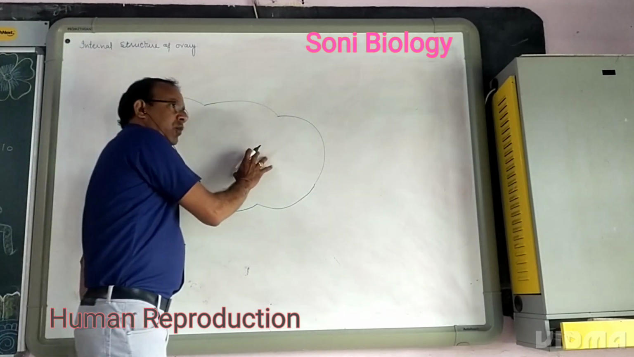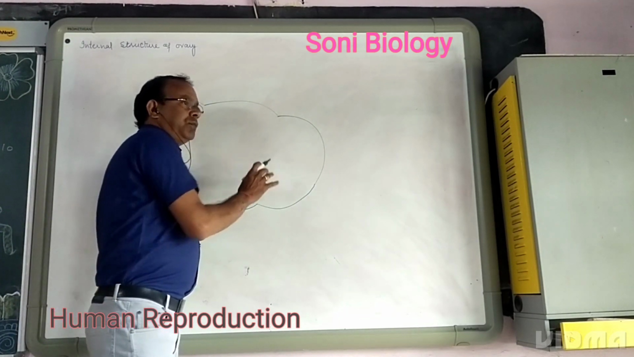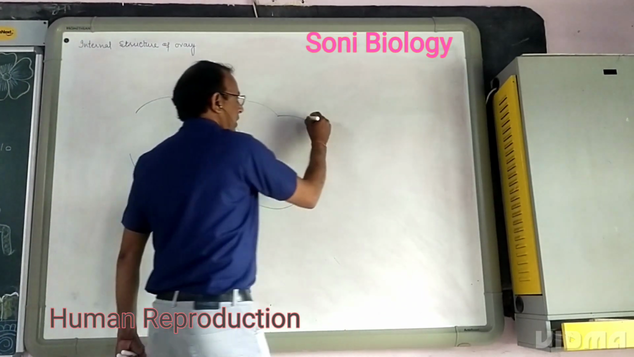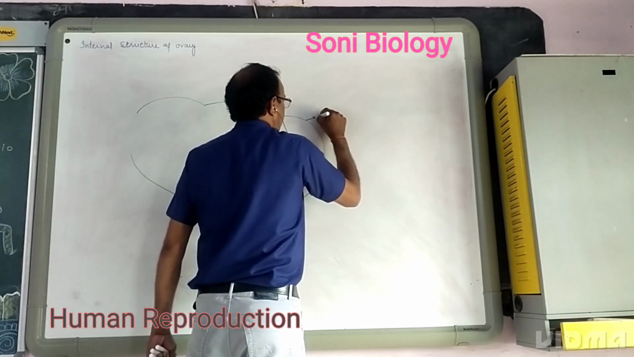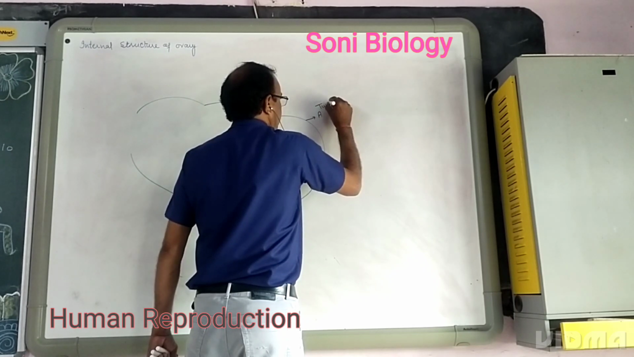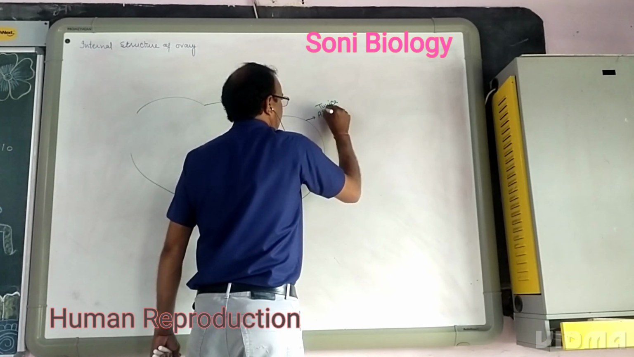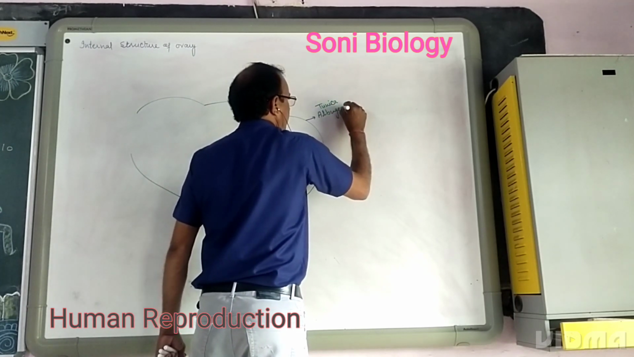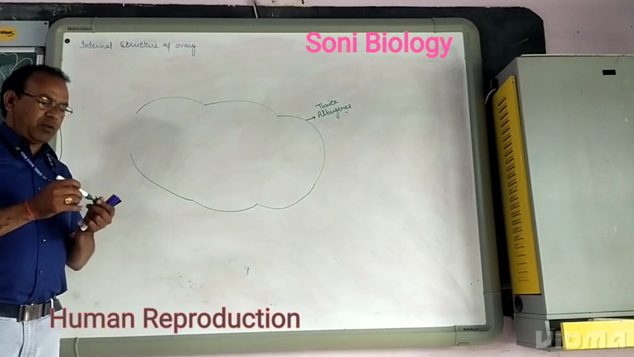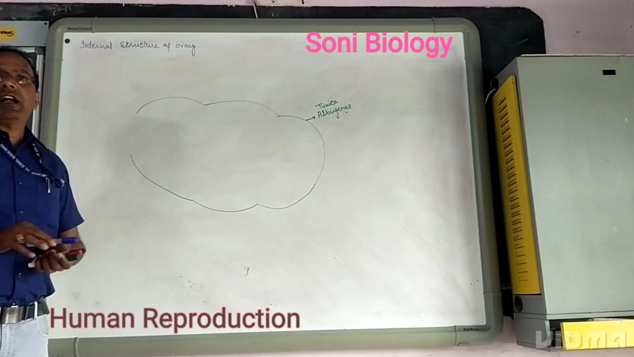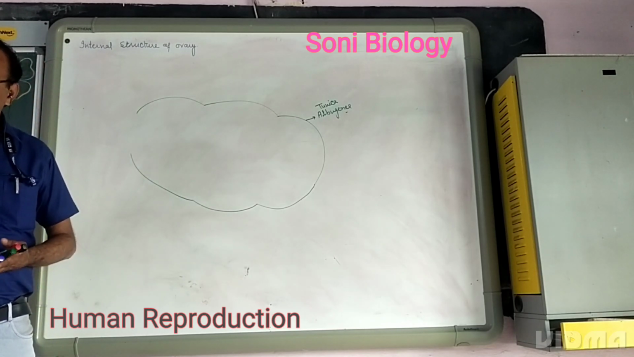The outermost membrane of the ovary is covered by a fibrous membrane called tunica albuginea. The outer membrane of the ovary is covered by this membrane, called tunica albuginea.